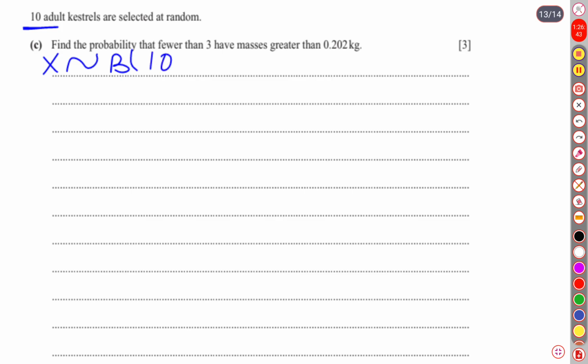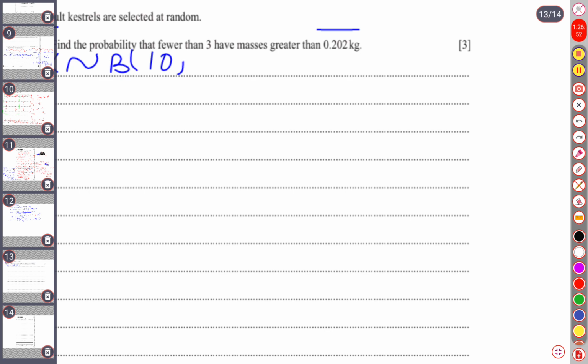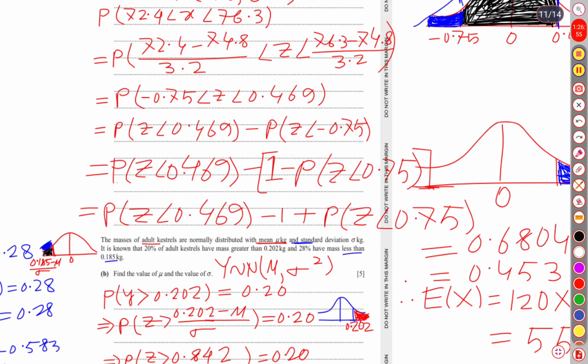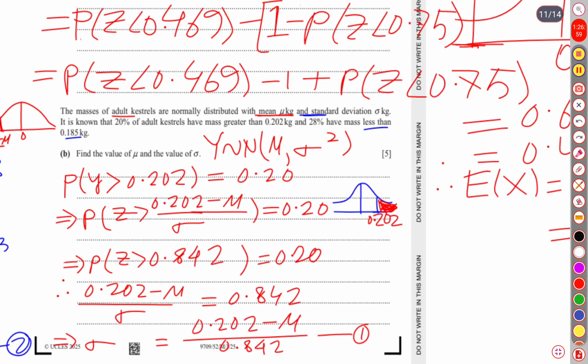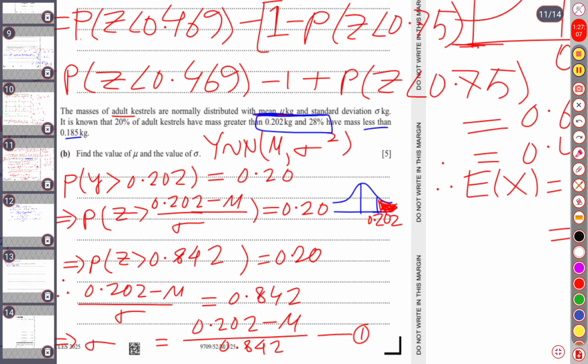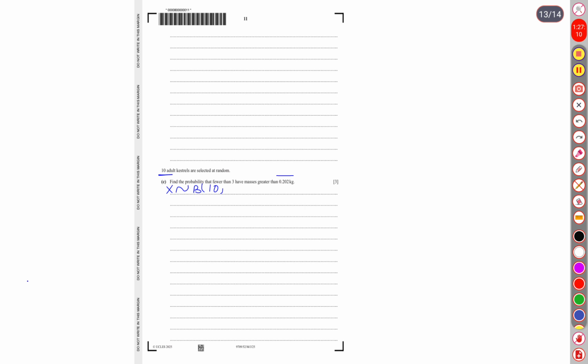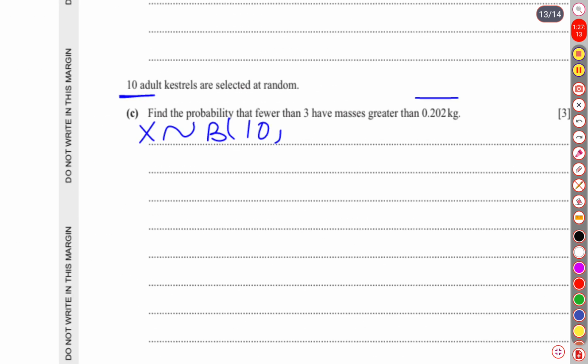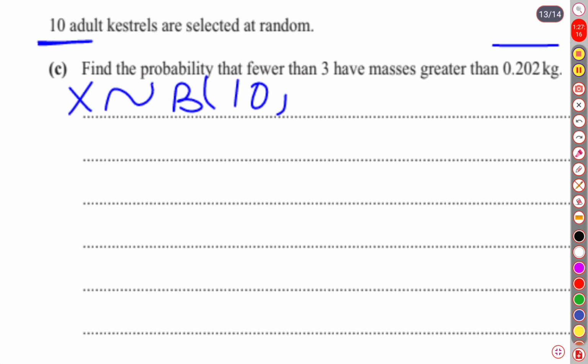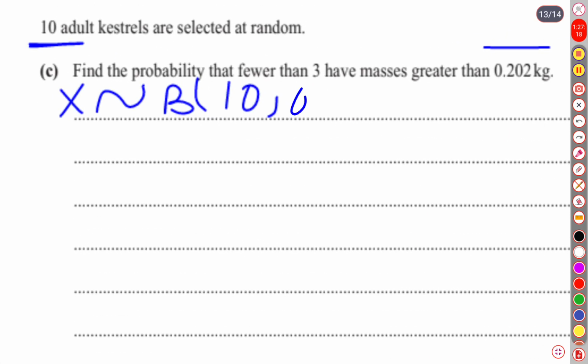n is 10, and let us see what the probability was when the mass was greater than 0.202. When mass is greater than 0.202, our probability is 28%, that is 0.28. So our probability is 0.28. Now we have already decided that this is a binomial distribution.